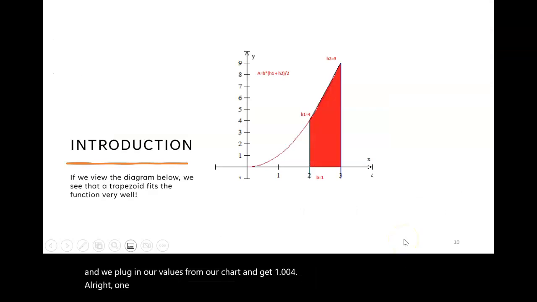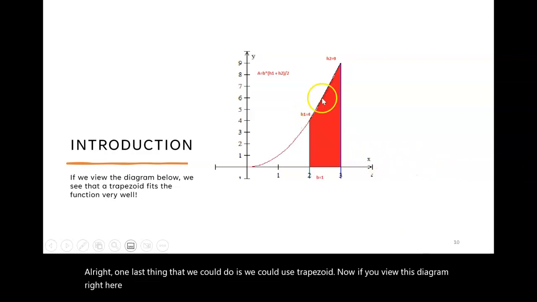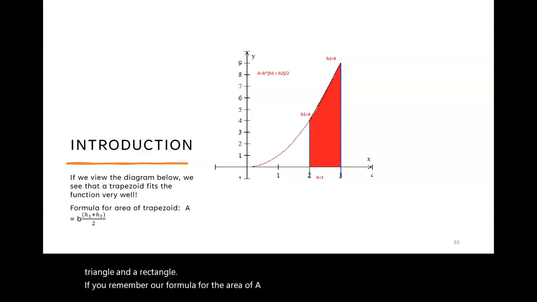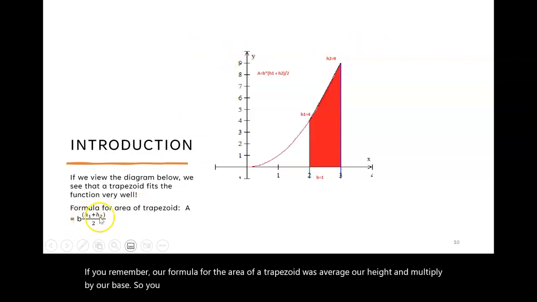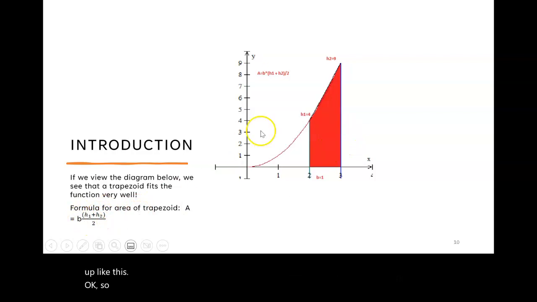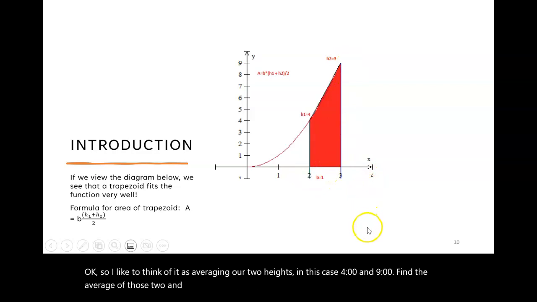All right, one last thing that we could do is we could use trapezoids. Now, if you view this diagram right here, you notice that a trapezoid actually fits it well because it's like a mix between a triangle and a rectangle. So if you remember, our formula for the area of a trapezoid was average our heights and multiply by our base. So you probably learned this as base 1 plus base 2 divided by 2 times the height. Well, this one's a little bit different because we're actually going to be orienting our trapezoid going up like this. Okay, so I like to think of it as averaging our two heights, in this case 4 and 9, find the average of those two, and multiply by our base.